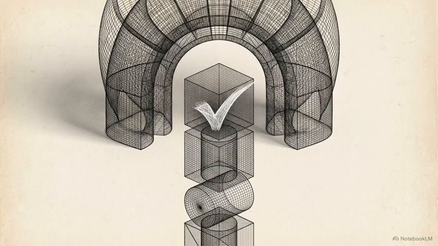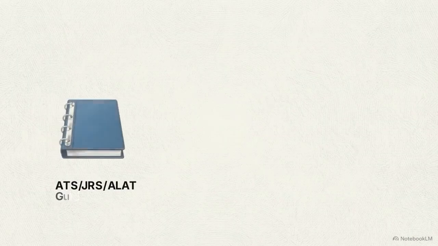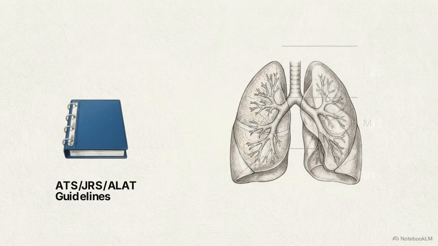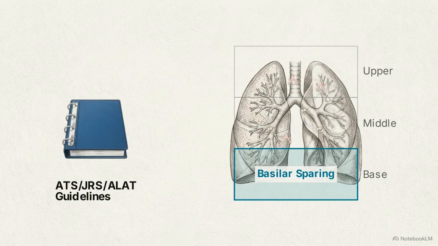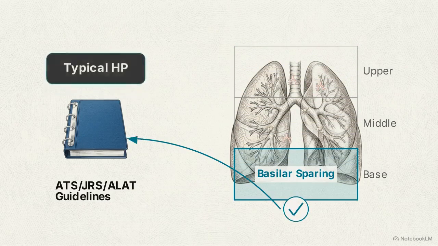The ATS framework takes the opposite approach. It acts as a strict morphological gatekeeper. For a scan to reach a typical HP diagnosis under ATS logic, the abnormalities must demonstrate a specific spatial pattern, predominant or relative basilar sparing. This means the extreme lower bases of the lungs remain relatively clear.